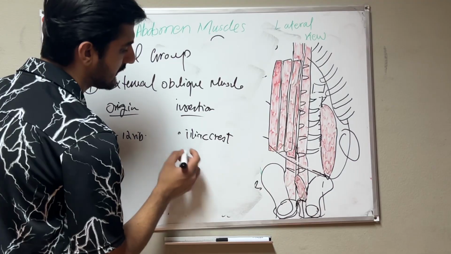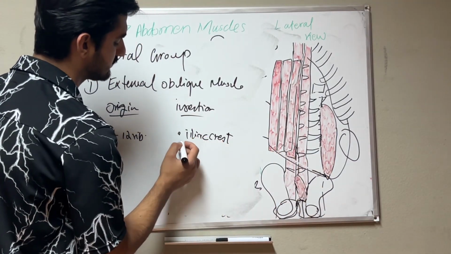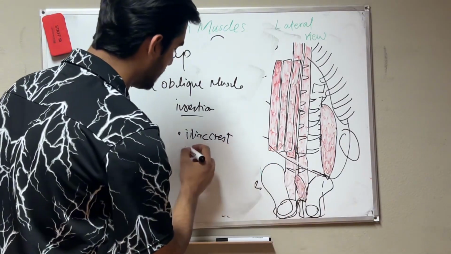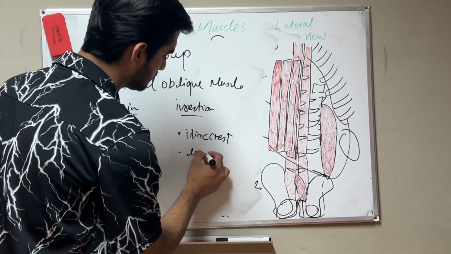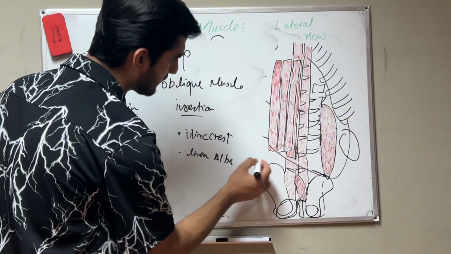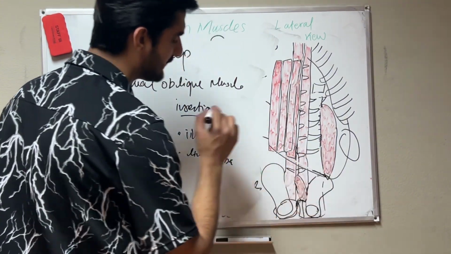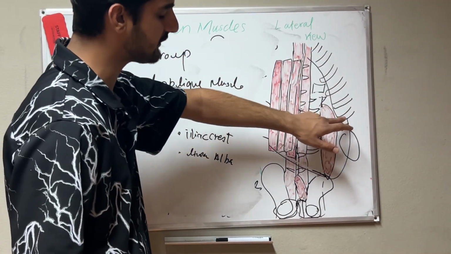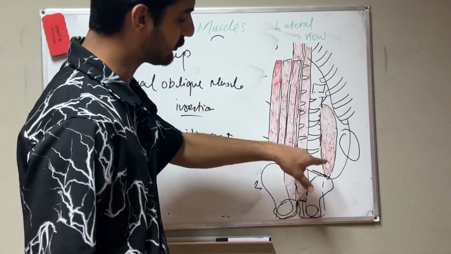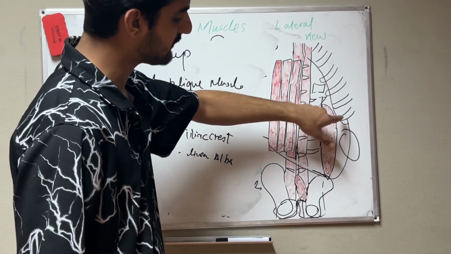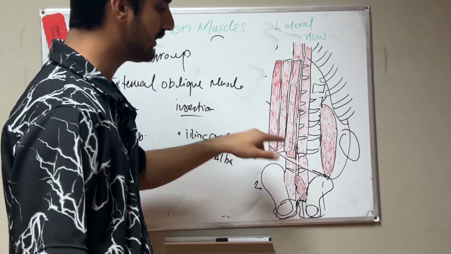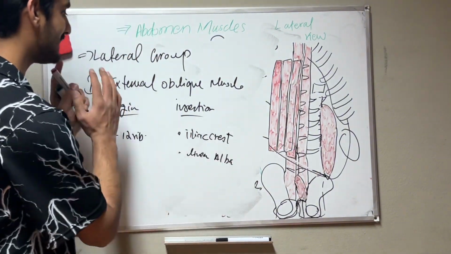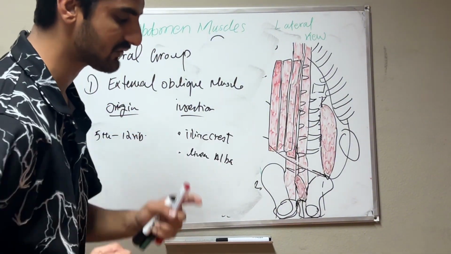Here is the iliac crest, where they are inserted. Also into the linea alba, the white line. This is the linea alba, and here it inserts. So the external oblique originates from the 5th to 12th ribs and inserts into the iliac crest and the linea alba, the white line located between the rectus muscles. These are the origin and insertion of the external oblique muscle.